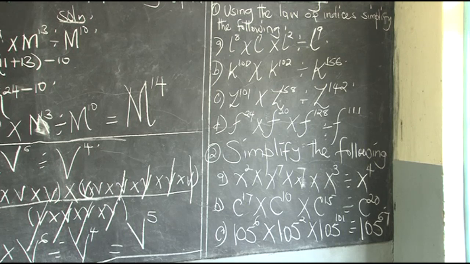Number B, C to power 17 times C to power 10 times C to power 15 divided by C to power 20.